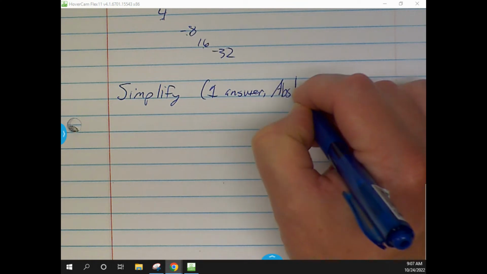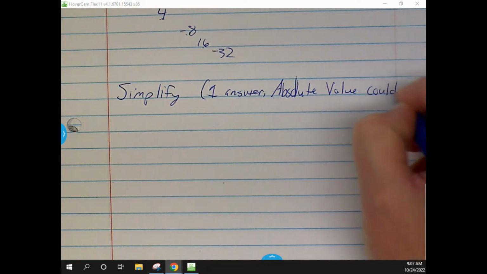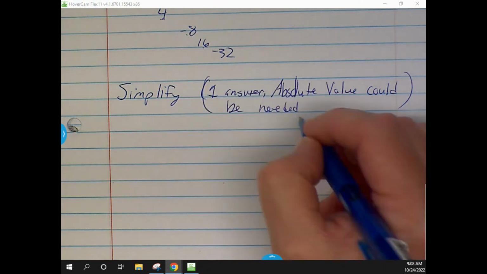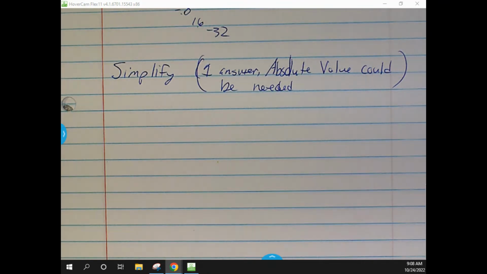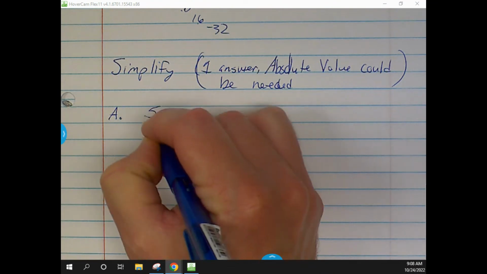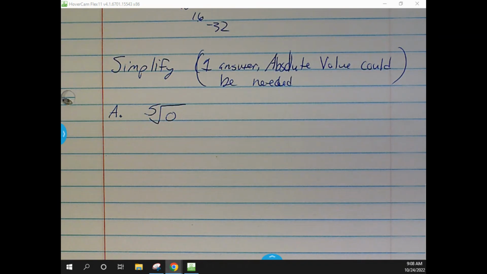I'm going to write that out. Okay. So if it just says simplify, realize that absolute value could be needed. It doesn't necessarily have to be, but might be needed in your answer. Okay. Absolute value is now AV. Yeah, AV for absolute value. All right, so we're going to start with some that are pretty easy, and then we'll work our way up to some that are a little bit more thought-provoking.